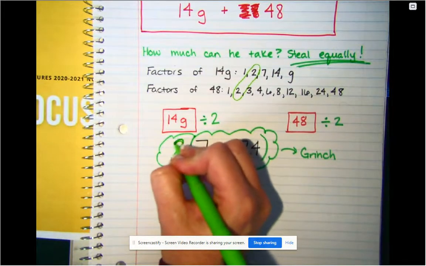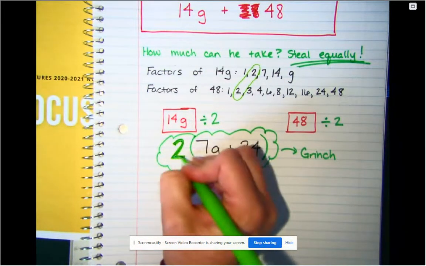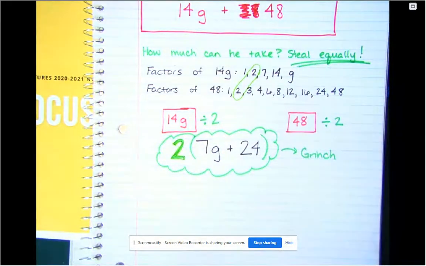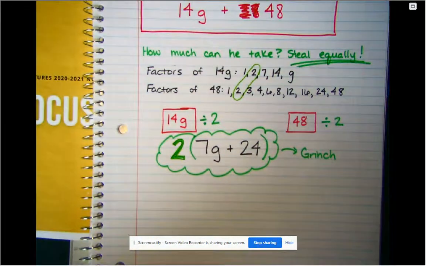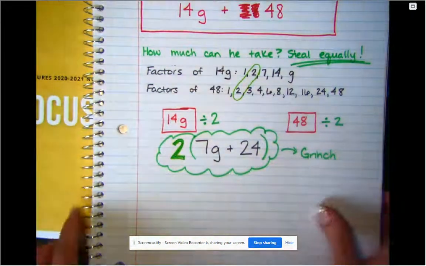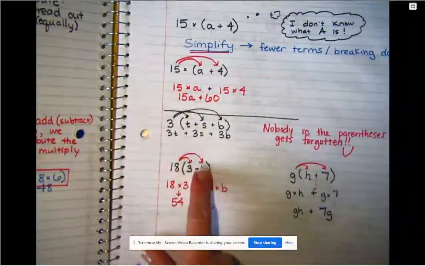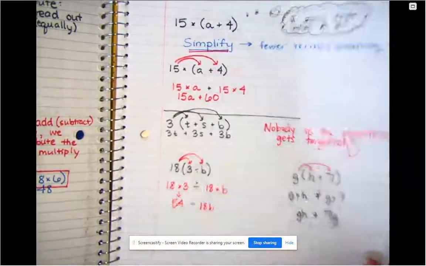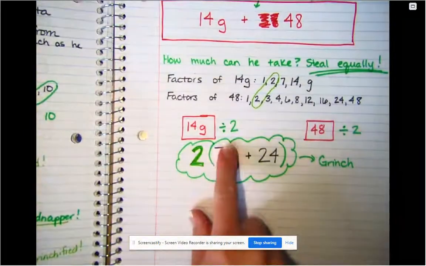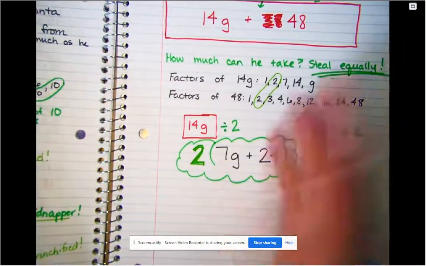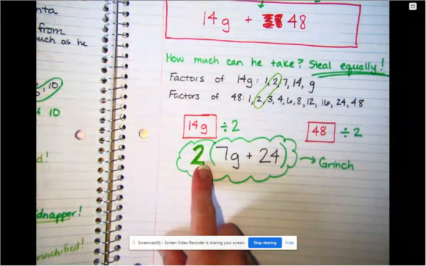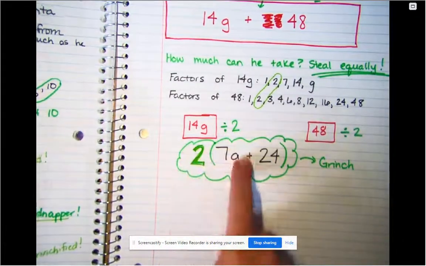Now, do you remember when I said the Grinch is a great mascot because he's the opposite of Santa, right? This is perfectly ready for what Santa does now. What we learned over here, that Santa takes what's outside of the parentheses and multiplies it by what's in the parentheses. That's what the Grinch does. Or that's what you could do after you're done with the Grinch. You can take what's outside and multiply it in.